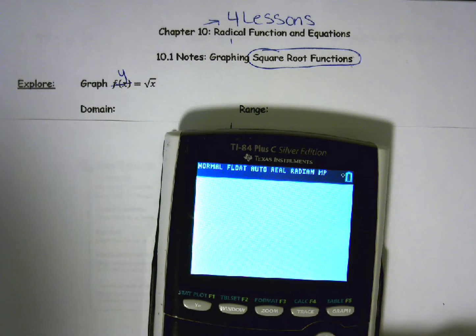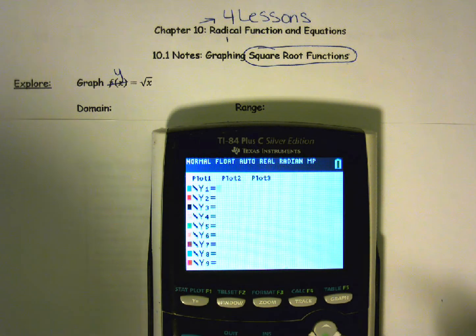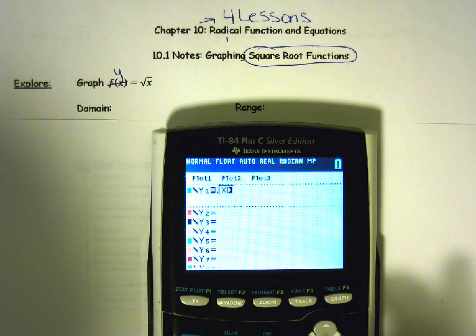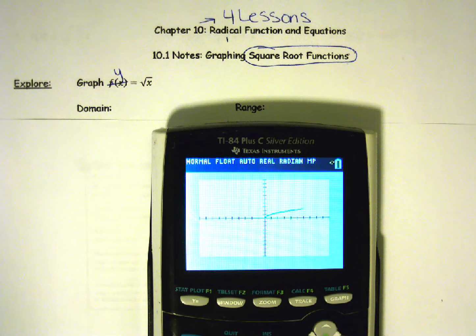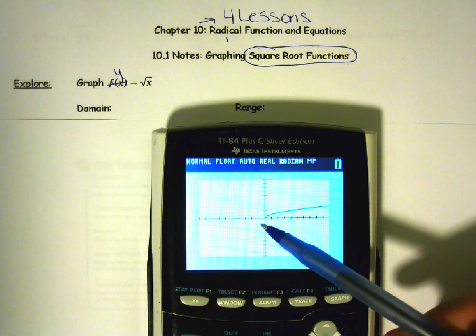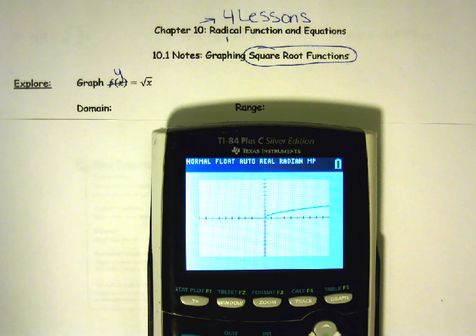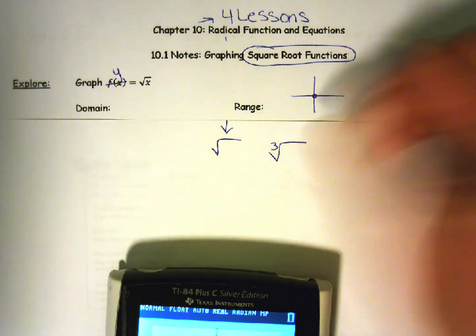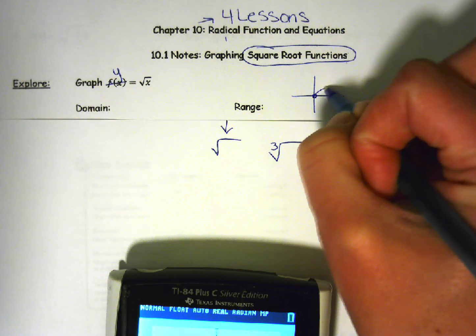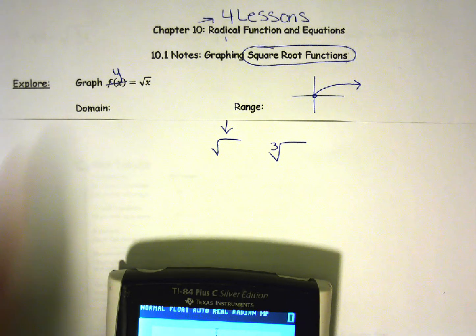Just to start off here, I'm going to grab my graphing calculator and go to the y equals and type in the square root of x. Then I'll hit graph and let's see what the graph looks like. Do you notice how the graph is starting at the center and then curving up to the right? Let me draw you a quick sketch here. It's starting right there at the origin and then curving up to the right like this.